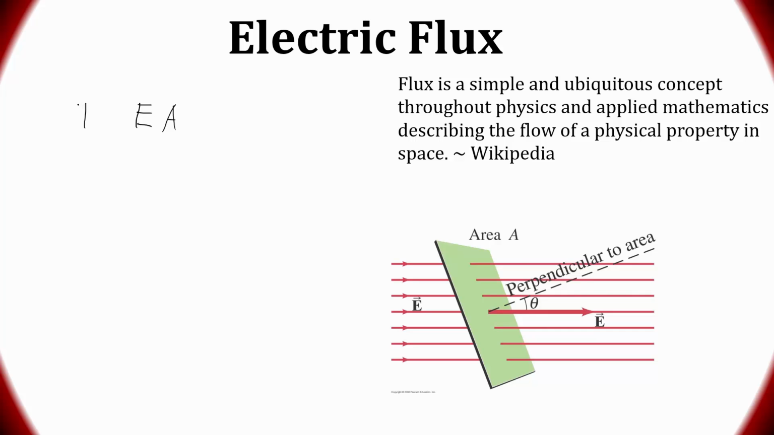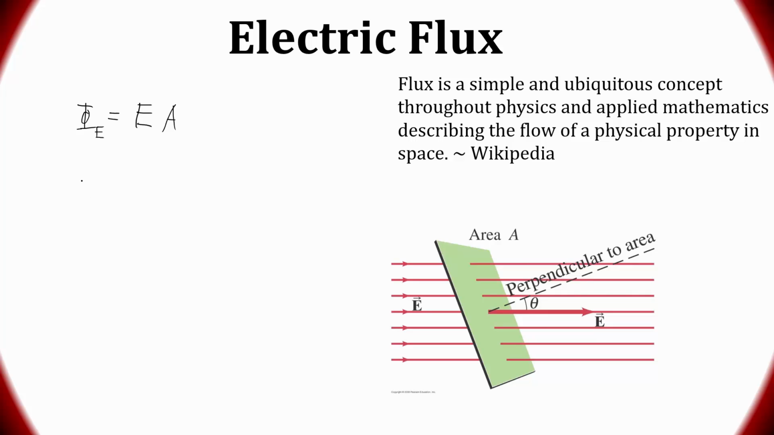And the symbol for electric flux is a capital Phi. Some people say Phi. And a lot of times we put a subscript E here just to remind ourselves that it is electric flux. Later on we will look at magnetic flux. And so here we go. We just need the electric field times the area.